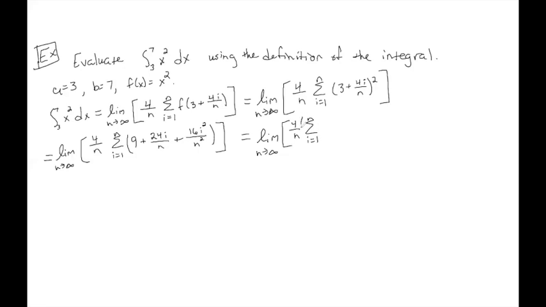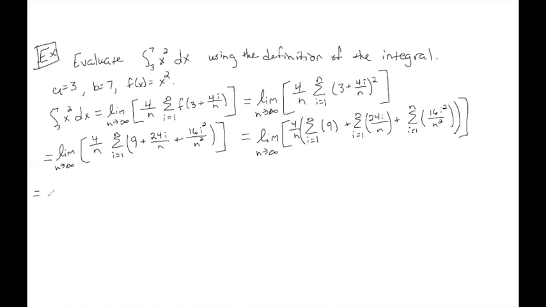So I got a 9 here plus a 24i over n here plus a 16i squared over n squared. Close those parentheses and close that. All right.